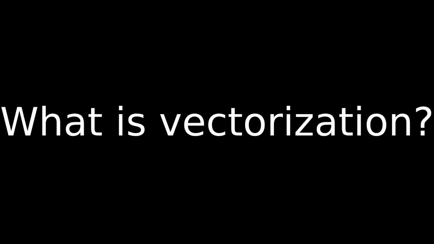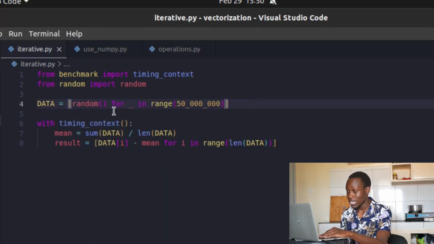What is vectorization? Vectorization is the process of transforming your data into a form in which operations can be done on the entire dataset rather than element by element. Let's take an example. Imagine you were doing a data science project and you wanted to do a normalization operation by subtracting the mean. This code here does exactly that.